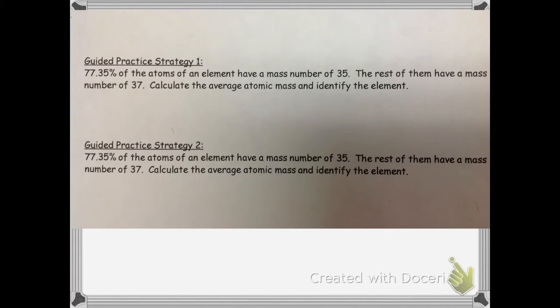All right, so we're on to our second problem. Our second one says that 77.35% of the atoms of an element have a mass of 35. So we know that 35 has this percentage right here. The rest of them have a mass of 37. Calculate the average atomic mass and the identity of the element. So we're going to go through and make our grocery list again. We've got 35 and 37 for our masses. And then I find that 35's percentage is 77.35. And they didn't give me my other percent.